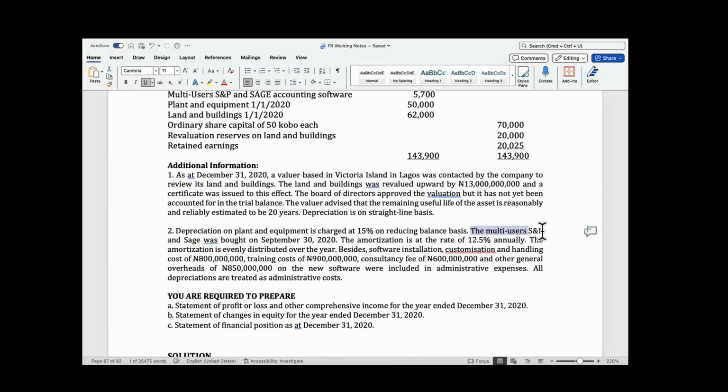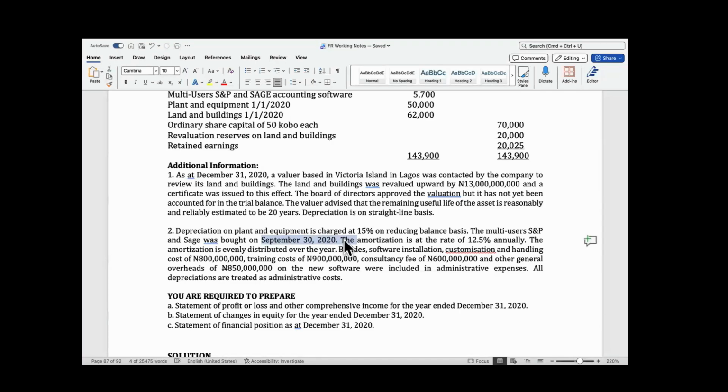And now they are talking about an intangible asset, multi-user S&P and Sage. It was bought during the year on September 30th, 2020. The amortization rate is 12.5% annually. The amortization is evenly distributed over the year. You see this sentence, the amortization is evenly distributed over the year, it simply means that when you're calculating amortization for these assets, you only do 3 months. That's October, November, December, because it was acquired at the end of September.